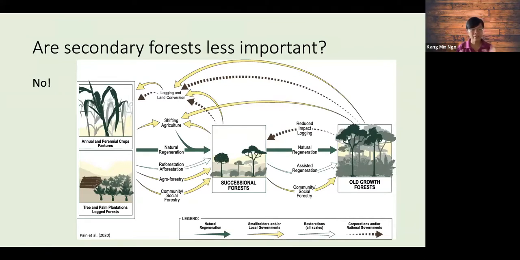Right now in Singapore, we have a lot of secondary forests, much more so than primary forests. So just by virtue of their extent in Singapore, secondary forests are still very important to us.